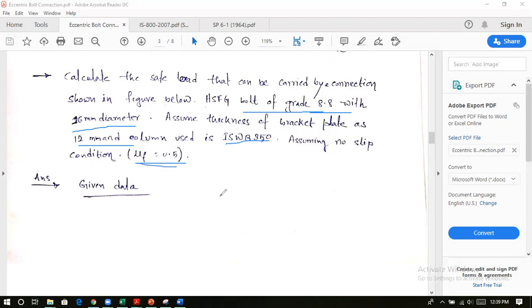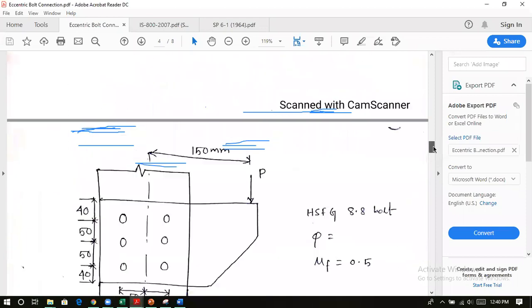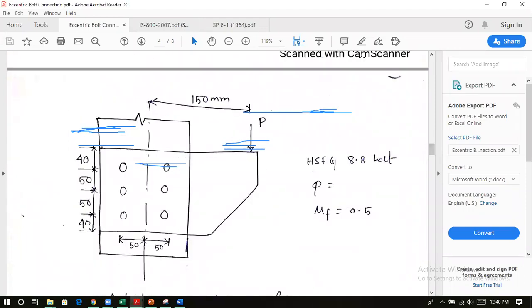So data given for us is that the diameter of the bolt is 16, the grade of the HSFG bolt is 8.8, and the column is ISWB 350. Now this is the figure. This is the column. This is ISWB beam of 350. This is the bracket of thickness 12.